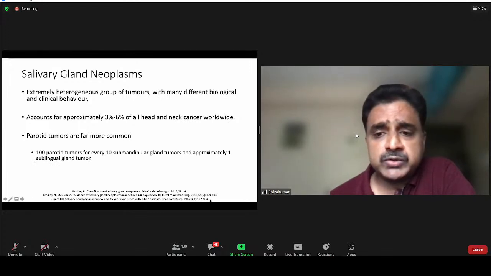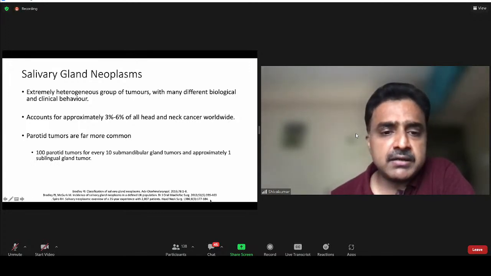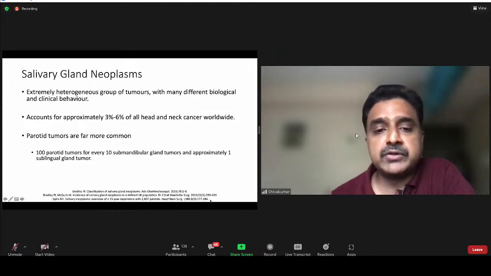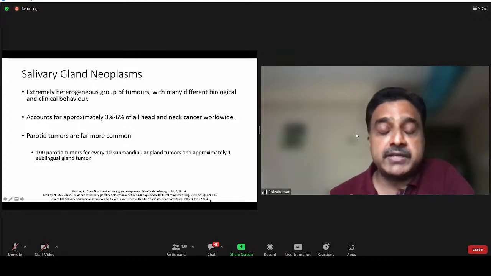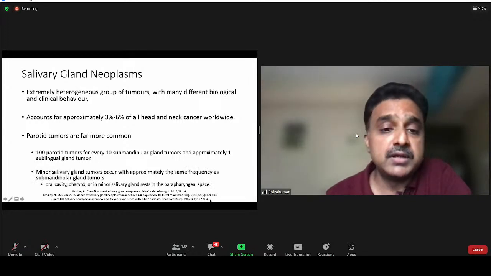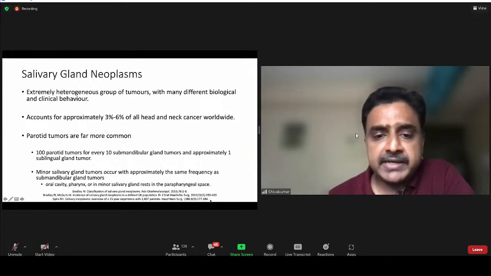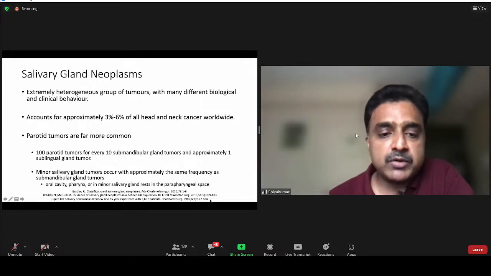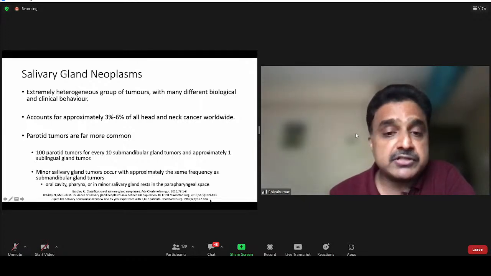Just for the postgraduates to understand it more clearly, for every 100 parotid tumors, you would have 10 submandibular and 1 probably sublingual gland tumor. And minor salivary gland tumors can arise anywhere from the oral cavity, pharynx, or in the parapharyngeal space as well.